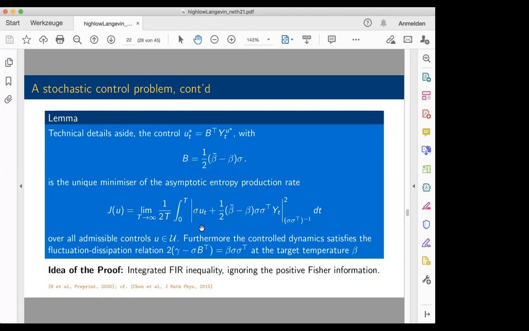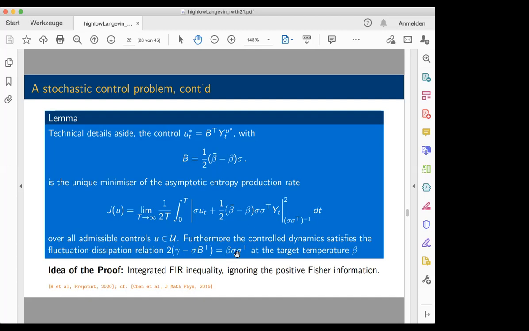It turns out that if we minimize this expression over u from the class of admissible controls that preserve the right invariant measure, then the optimal control u is the one that has a symmetric B matrix. So the optimal control approach really picks the matrix B that is symmetric again, so sigma times B will be symmetric, because sigma times B is the term that appears in the control force. This means we get a new fluctuation dissipation relation, which now involves the extra friction term sigma times B. And this new control force satisfies the fluctuation dissipation relation at the correct target temperature.